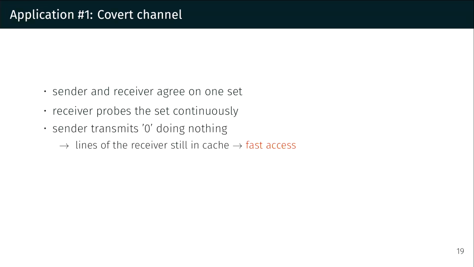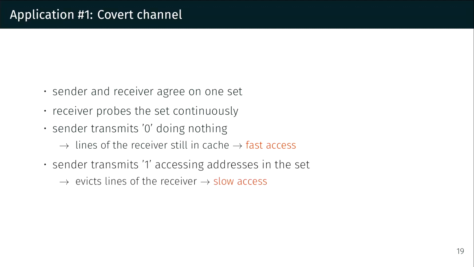When the sender wants to transmit a zero, he just does nothing. So the lines of the receiver are in the cache all the time, and he knows, okay, the sender is sending nothing, so it's a zero. On the other hand, if the sender wants to transmit a one, he starts accessing addresses that map to the same cache set, so it will take a longer time for the receiver to access its addresses again, and he knows, okay, the sender just sent me a one. And Clementine will show you what you can do with this covert channel.